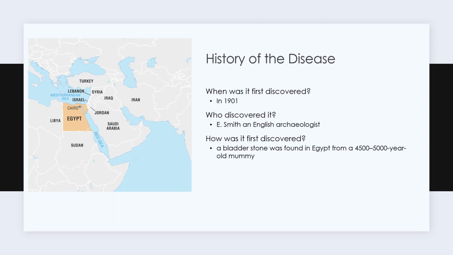So, this disease was first discovered in 1901 by E. Smith, an English archaeologist. The first bladder stone was discovered in Egypt from a 4,500 to 5,000 year old mummy.